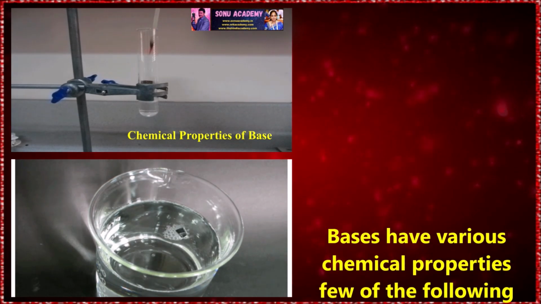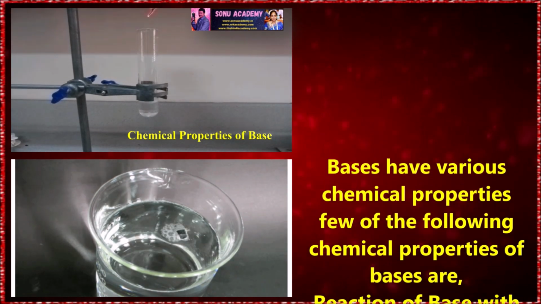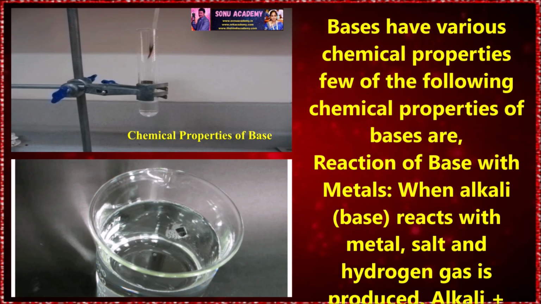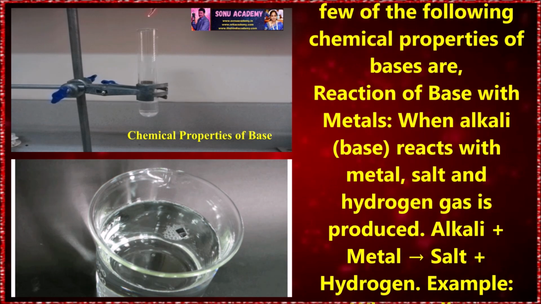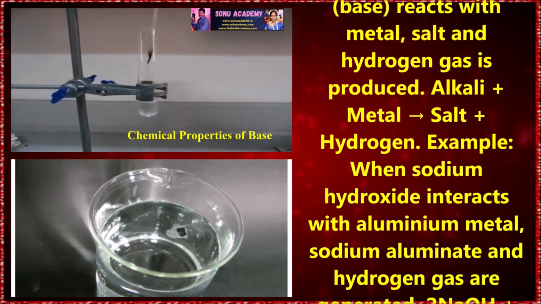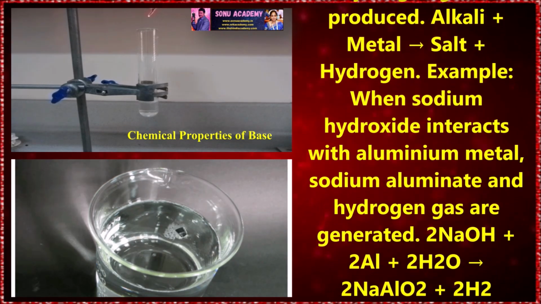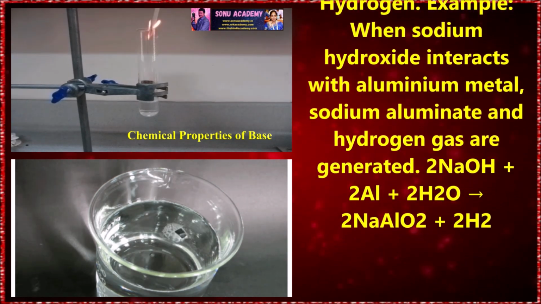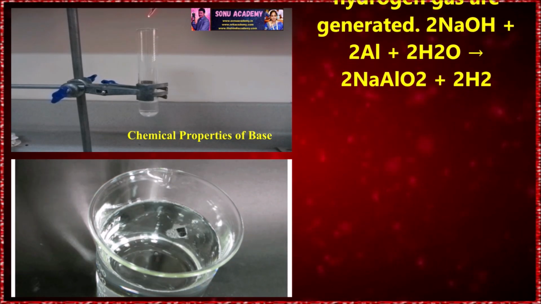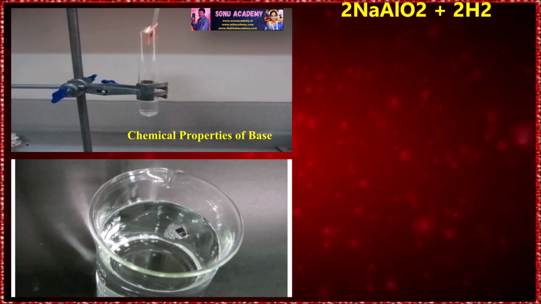Chemical properties of bases. Bases have various chemical properties. A few of the chemical properties of bases are as follows. Reaction of base with metals. When an alkali base reacts with a metal, salt and hydrogen gas are produced. Example: when sodium hydroxide reacts with aluminum metal, sodium aluminate and hydrogen gas are generated.